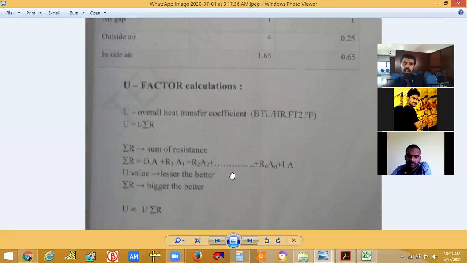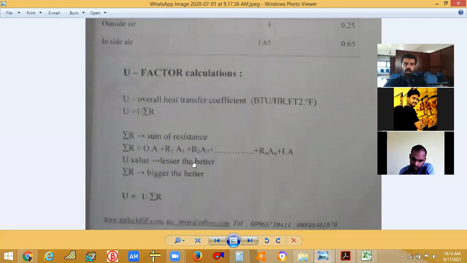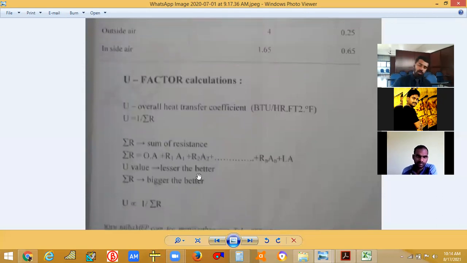Okay. So R1 A1. R1 means the resistance of the first material into A1. A1 means the area, okay, or the thickness. R2 means the second material resistance with that thickness. So how many materials are there? You have to add all those things. At last you have to plus IA, means inside air. Okay, then you will be getting the sigma R. When you get the sigma R, you equate in this formula 1 by sigma R, you will be getting the U value. Okay, so this is the formula, and we can do one question also.